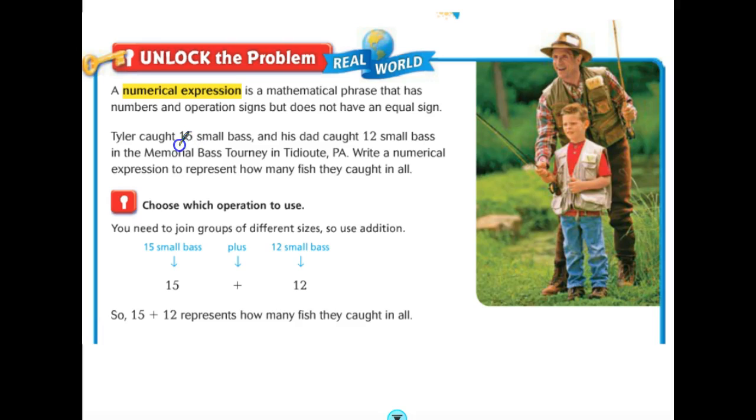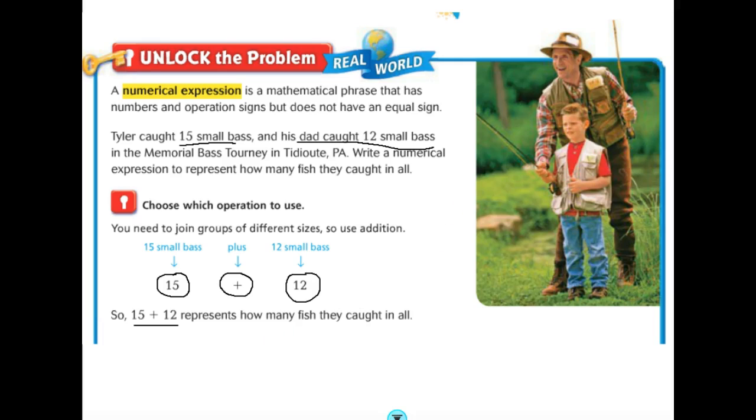So first of all, I know that Tyler caught 15 small bass, and I know his dad caught 12 small bass. So I'm going to come up with a numerical expression to show how many fish they caught all together. If I'm going to figure out how much they caught all together, I know that I'm going to be combining 15 and 12 using addition. So I'm going to write 15 to show how many Tyler caught. I'm going to add that to how many Tyler's dad caught, which is 12. So 15 plus 12, that's our first numerical expression, and it represents how many fish they caught in all.